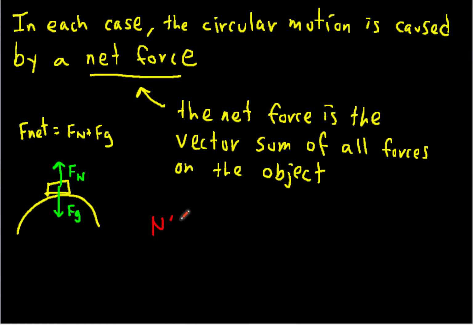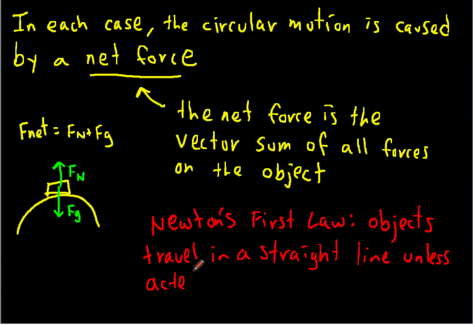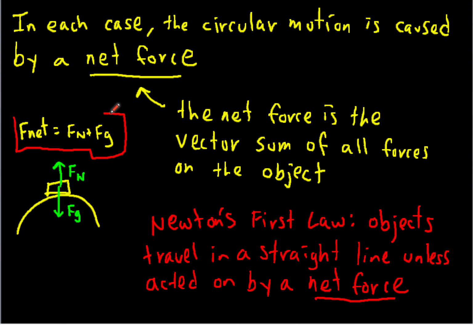It's important to remember Newton's first law when thinking of this net force. Newton's first law tells us that an object will travel in a straight line at a constant velocity unless acted on by a net force. The net force in this case causes circular motion, and the circular motion is caused by Fn plus Fg.